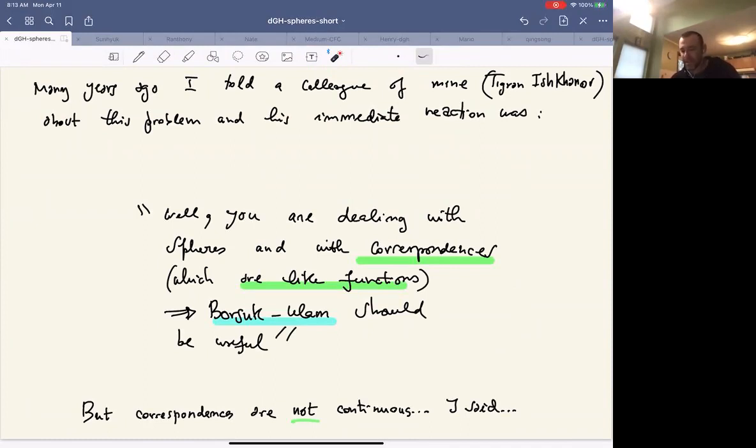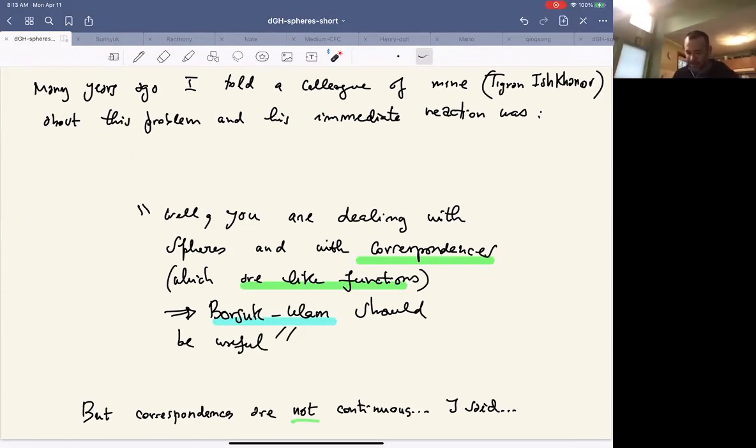The way this happened in my own exploration of the topic was that many years ago I was giving a talk when I was a postdoc, and there were a few colleagues in the audience. One of them, a topologist, Tigran, heard me present this, and then he said, but listen, you're dealing with spheres and with correspondences, and correspondences are like functions. They look like functions, only that they may be multi-valued. So it should be possible for you to apply the Borsuk-Ulam theorem, he said.